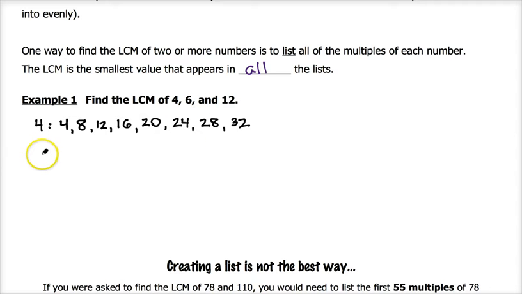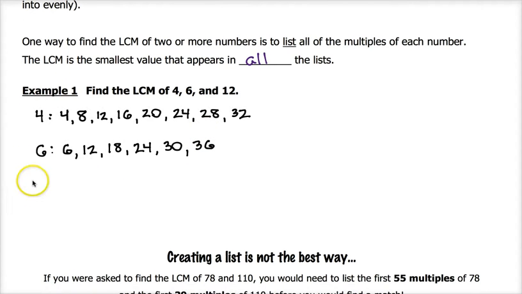Now we'll list the multiples of 6. So we always start with the original number, 6. 6 times 2 is 12. 6 times 3 is 18. 6 times 4 is 24. 6 times 5 is 30. 6 times 6 is 36. And we'll stop there. The multiples of 12 are 12. 12 times 2 is 24. 12 times 3 is 36. 12 times 4 is 48.